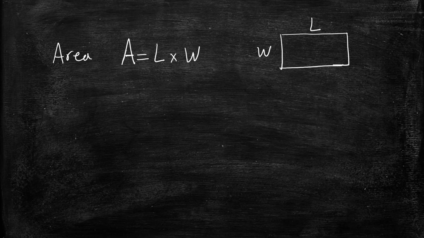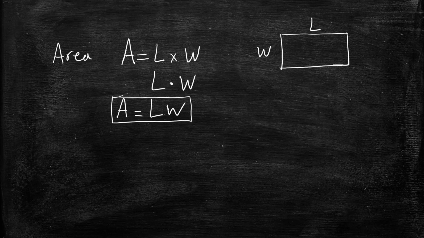Sometimes instead of just this cross to represent multiplication, they show them with a dot, L dot W. Or sometimes they don't write anything, they just write LW when there are two letters. So when you see nothing between two letters, that means they're multiplied by each other. So area equals L times W, length times width. That's how you measure the area of your room.